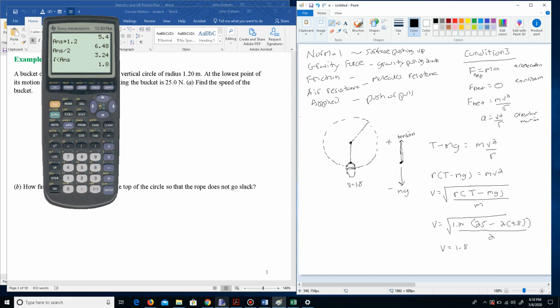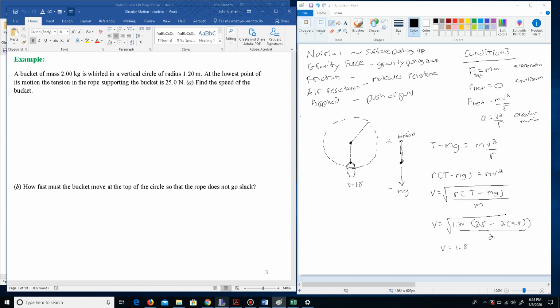So now the next question. How fast must the bucket move at the top of the circle so that the rope does not go slack? Okay, this means that you're looking at the minimum speed for this bucket to be at the top, where this rope will stay just tight enough to keep it going around in a circle. Right, now let's look at this diagram and how we would set it up.